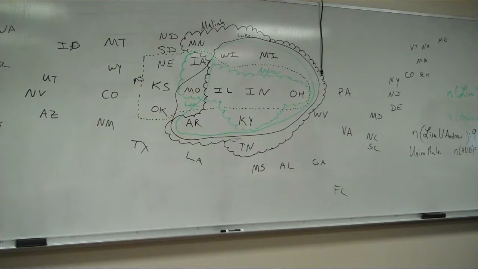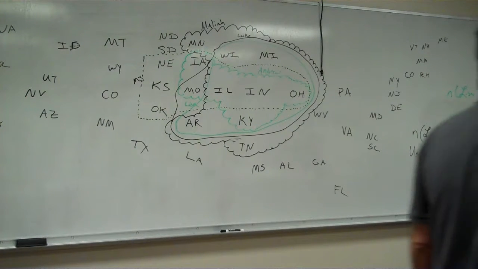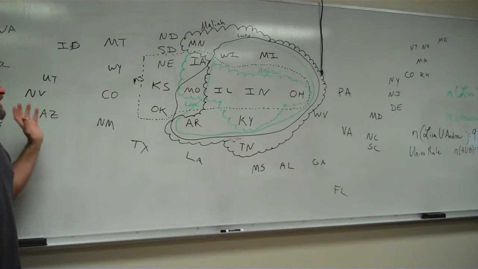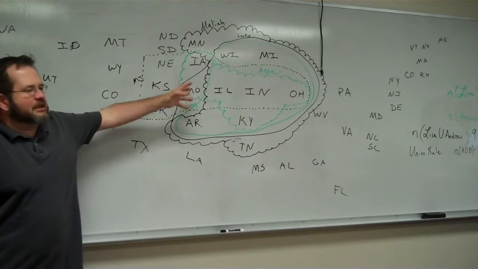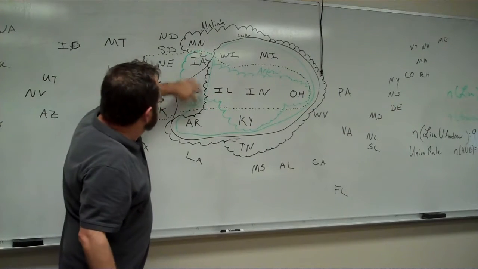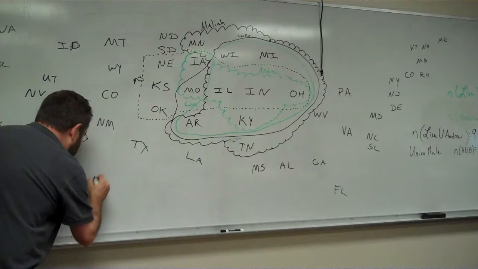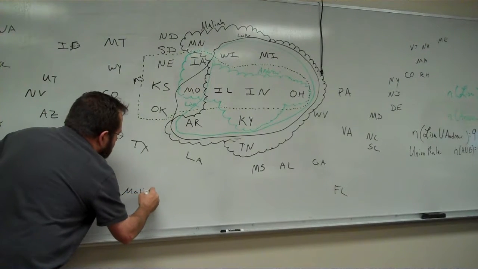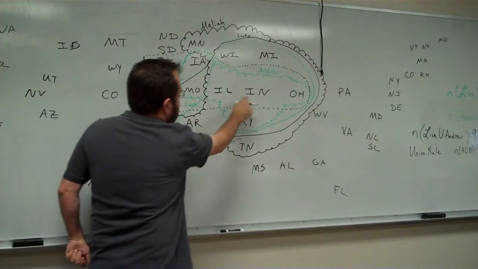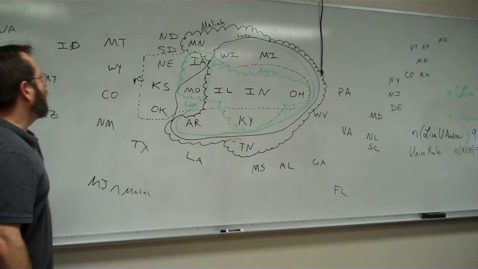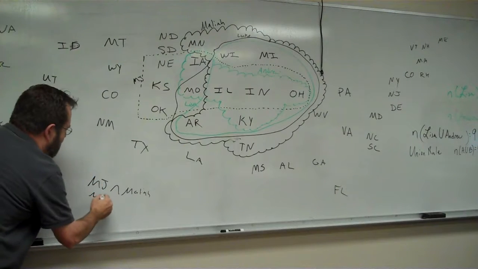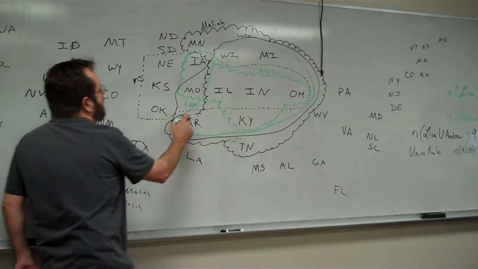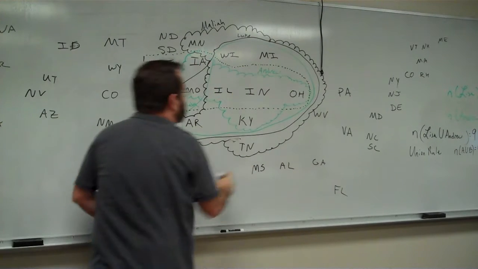Because they're our neighbors. So, once we have this information, could you see how we could come up with all kinds of problems? Like, what is the intersection of MJ and Malia? Well, that would actually only be Illinois, Indiana, and Ohio in this case, right? Or what is MJ or Malia? Anything that is in MJ's or in Malia's.